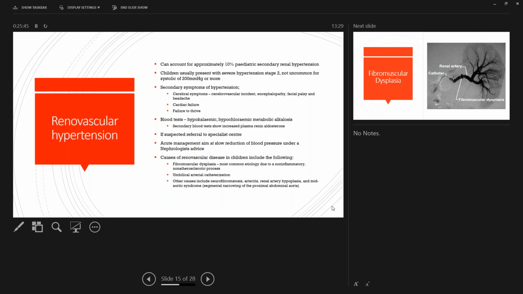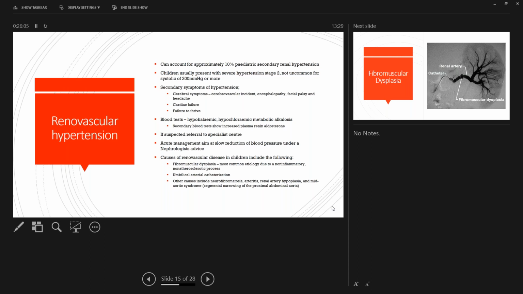If you suspect renovascular hypertension, or if they present with the severe hypertension of stage 2, you should refer to a specialist centre. Acute management of these patients is aimed around a slow reduction of blood pressure under the advice of a nephrologist.